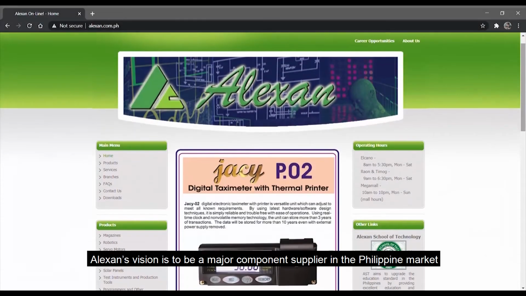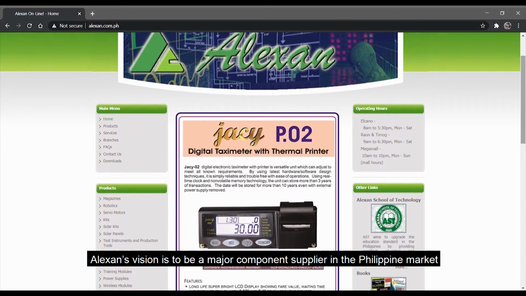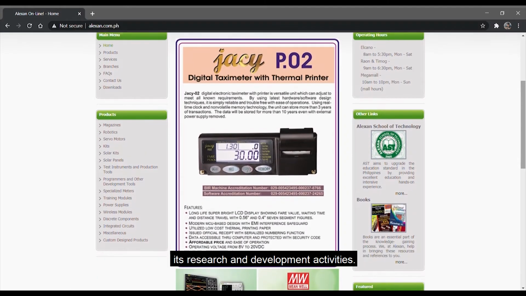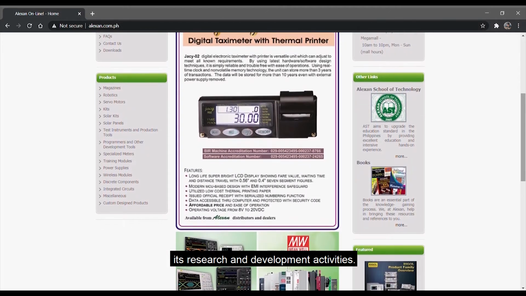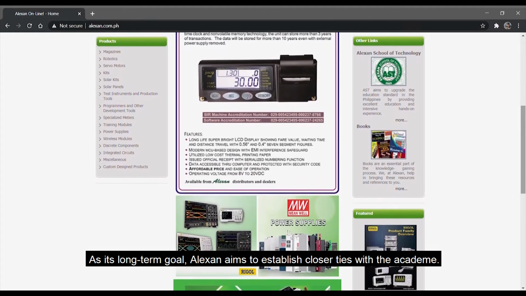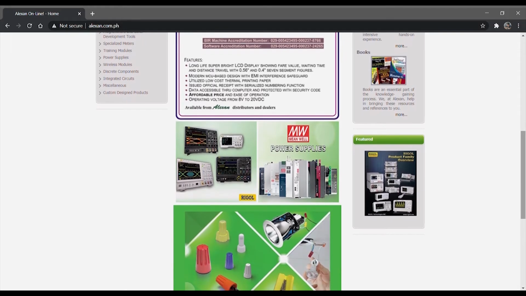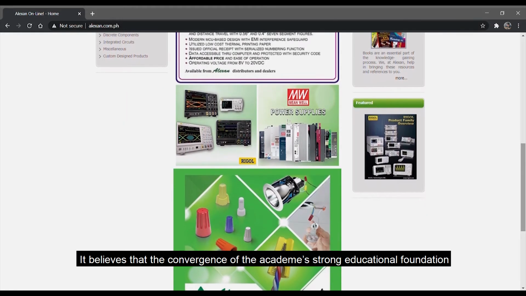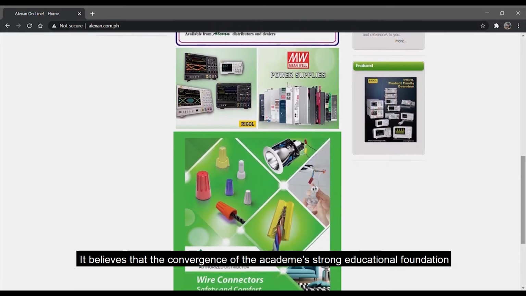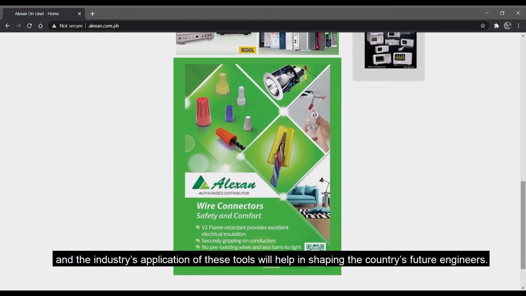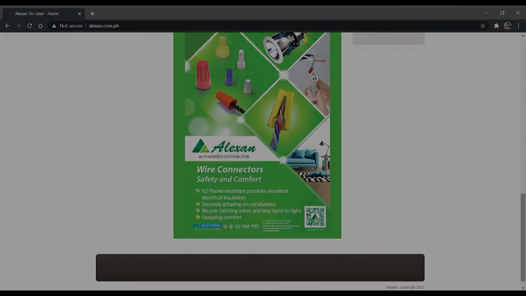Alexan's vision is to be a major component supplier in the Philippine market with the mission of helping the local electronics industry start up its research and development activities. As its long-term goal, Alexan aims to establish closer ties with the academe. It believes that the convergence of the academe's strong educational foundation and the industry's application of these tools will help in shaping the country's future engineers.